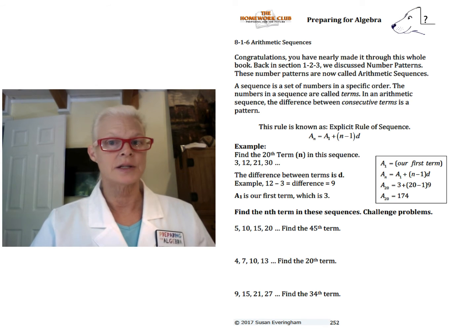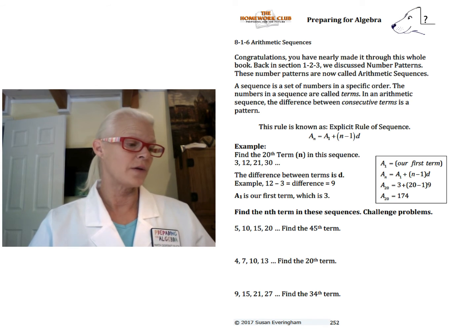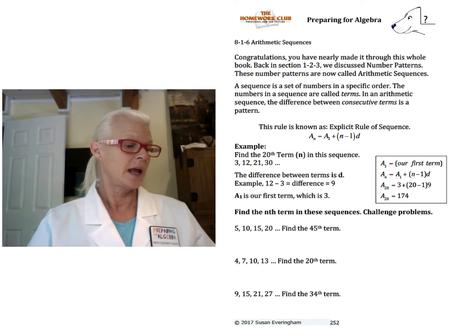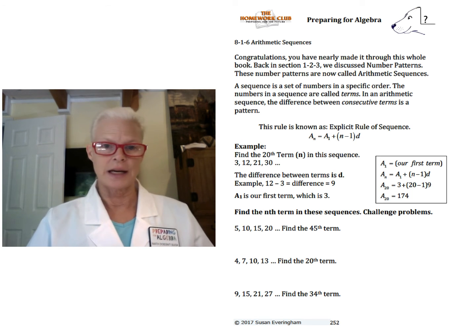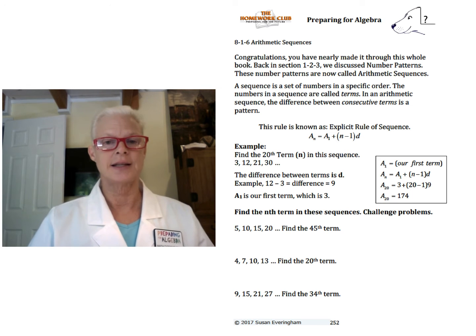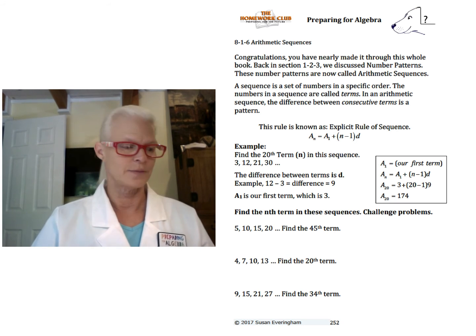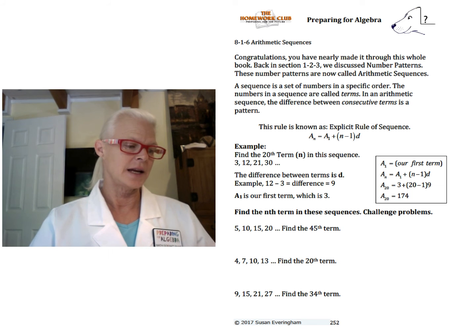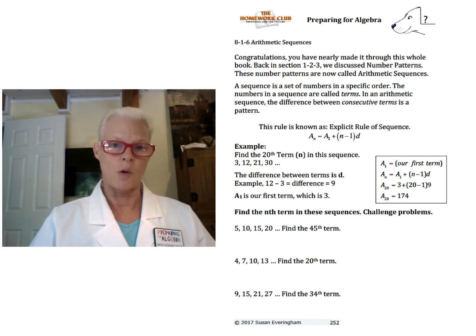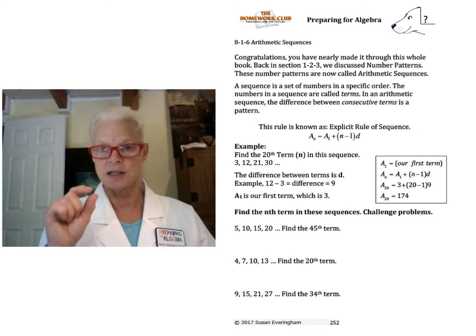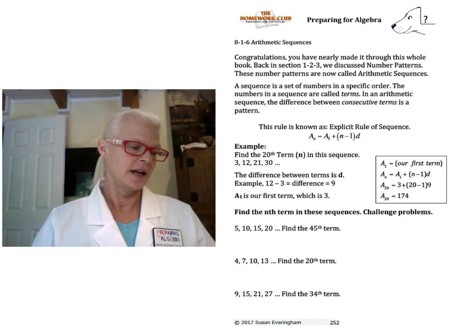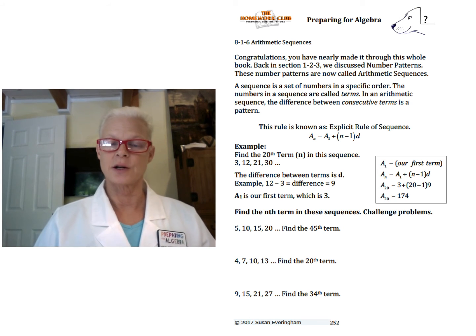And the way to do it is with this rule. We start out with our first term, which in this case is 3, and the difference between each of the numbers in this case is 9, and we're looking for the 20th number. So with those 3 given bits of information, we can find out what the 20th number is with this rule. So we got 3, and then 20 minus 1 times the distance between each of the numbers, 9, gives us 174 as our 20th number.